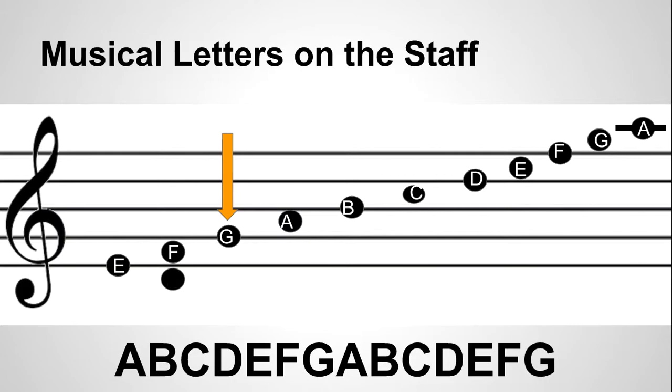Continuing on, what about this space here? That's a D. And again, we've run out of spaces and lines. What do we do? We add a ledger line. We put the note on that. That's on the line, so therefore it's a C. And that's how your treble clef works.